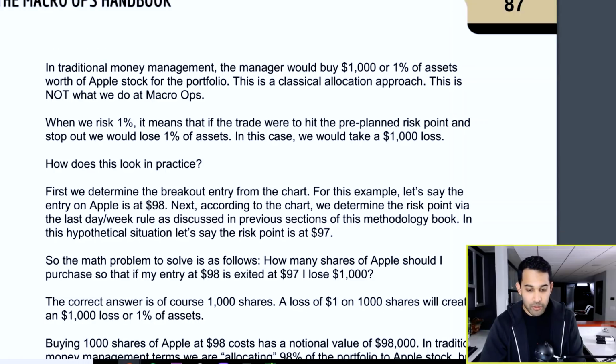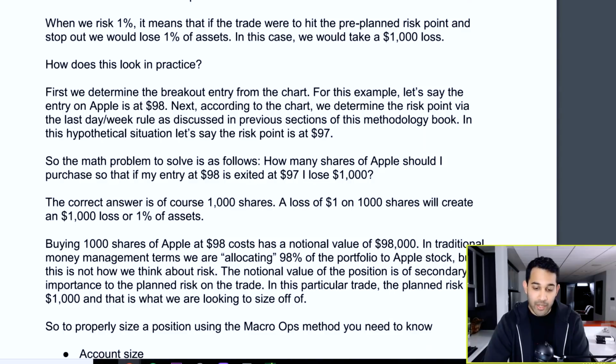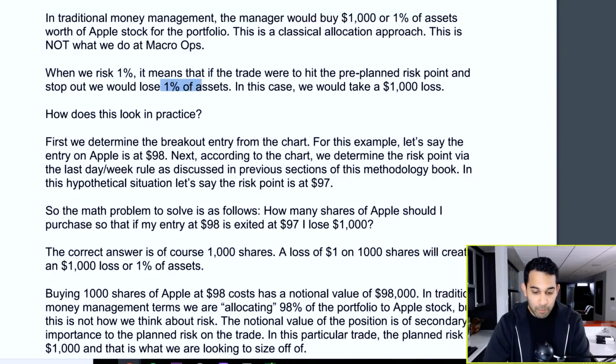So traditional people that are using the notional idea of position sizing, they would buy $1,000 worth of Apple stock, because that's 1% of 100,000, right? But it's different when you're approaching it from a risk basis. From a risk perspective, if we were to risk 1% of our portfolio in Apple, that means that we would lose 1% if the trade hit its pre-planned risk point.